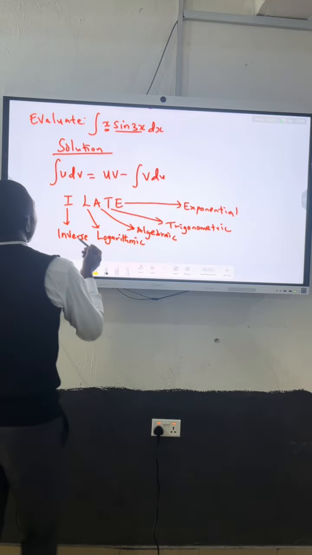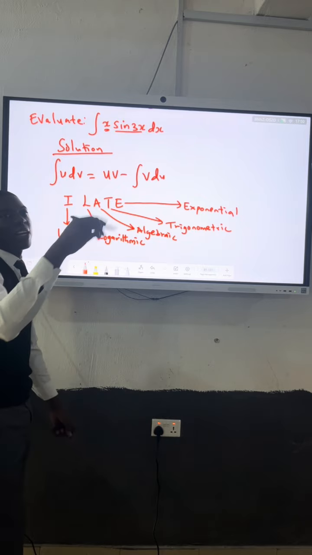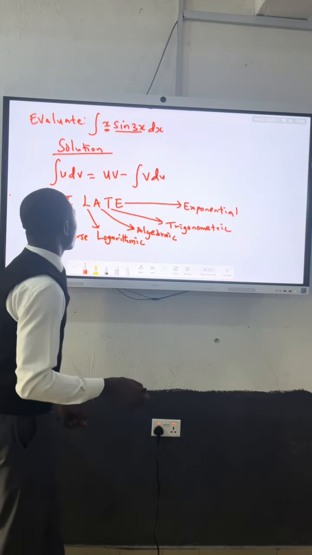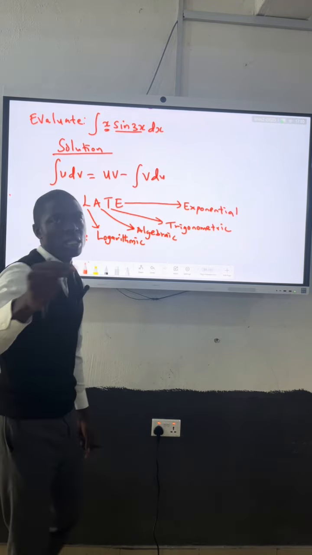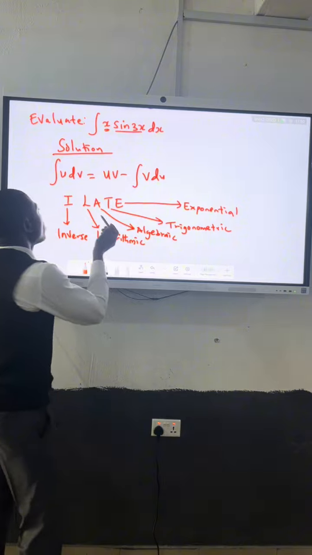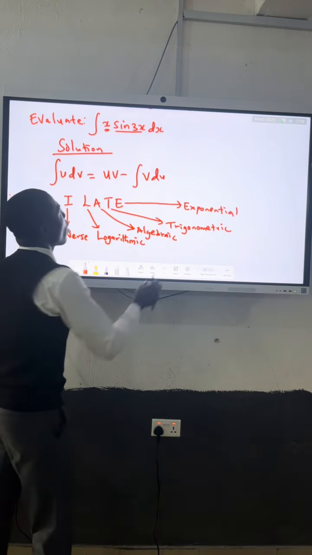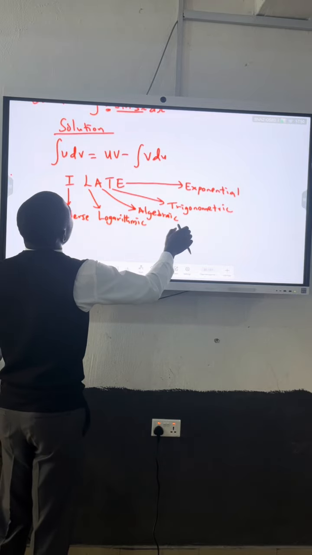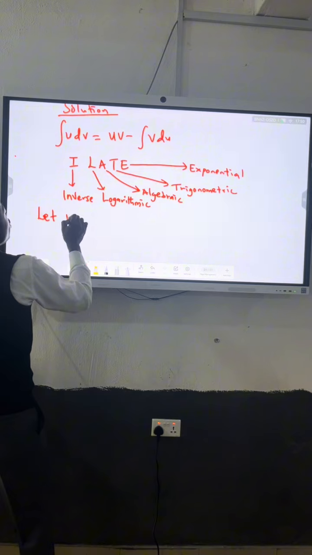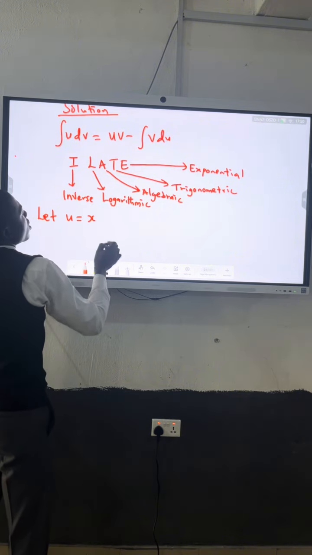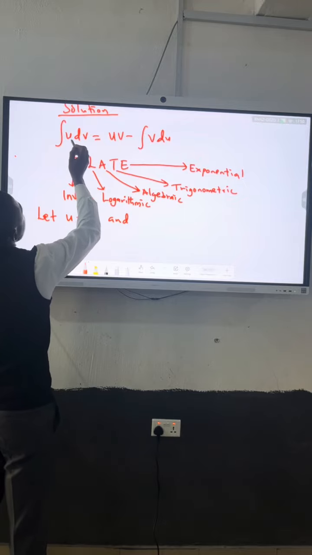If you look very well here, there is no inverse trigonometric function like sine inverse of x or cos inverse of x. There is no log or ln. So the next thing to check is that there is an algebraic term there. So we are going to let our u be the algebraic term, and so we say let u be x.